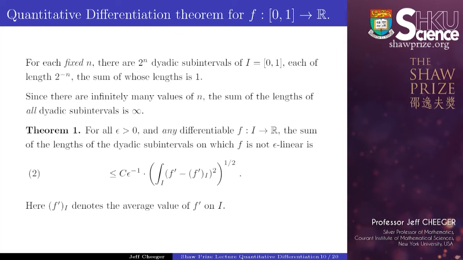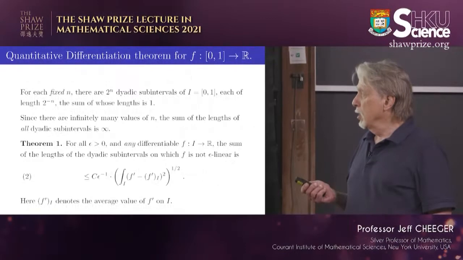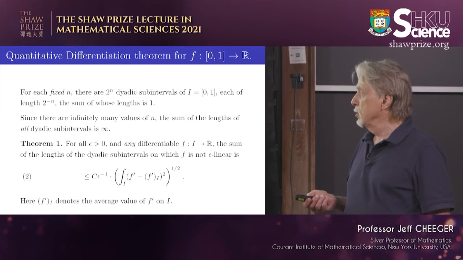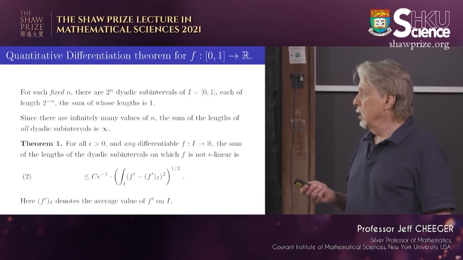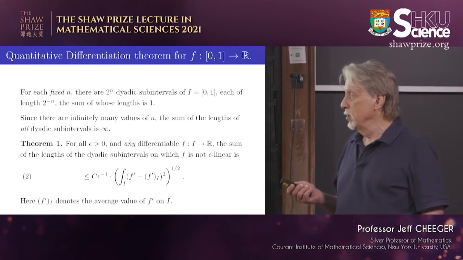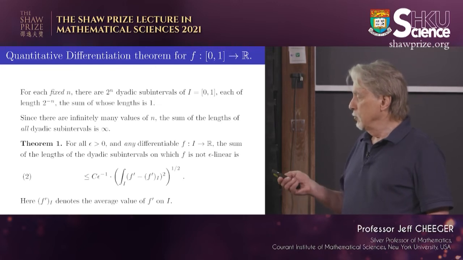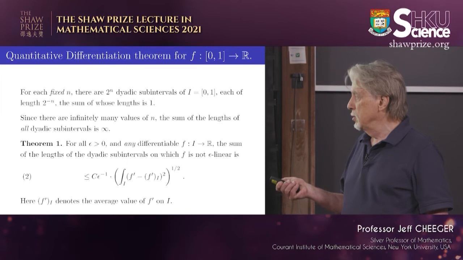Theorem 1 is the main theorem. For all epsilon greater than 0 and any differentiable f, we don't care what it is, the sum of the lengths of the dyadic subintervals on which f fails to be epsilon linear is finite. And in fact, it has a definite bound, and here is the bound. So the smaller epsilon is, of course, the larger we would expect the bound to be. And what is it being bounded by?